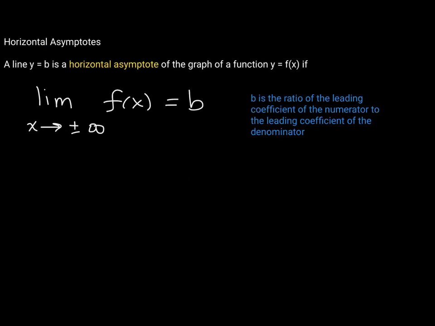For horizontal asymptotes, we know that the graph of a function will have a horizontal asymptote, let's say at y equal to b, where b is the ratio of the leading coefficient of the numerator to the leading coefficient of the denominator. So we know that the graph will have a horizontal asymptote if you can show that the limit at infinity, at either positive infinity or negative infinity, is a real number. Then that real number defines a horizontal asymptote for the graph. So this is a limit at infinity equal to a real number.